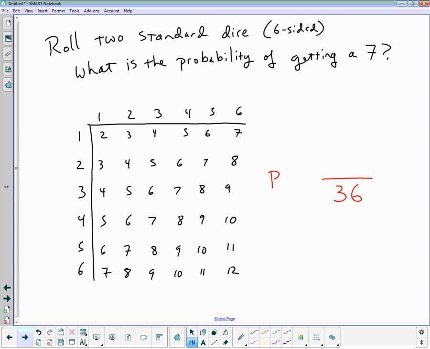The probability of a 7 would be, well, how many times did we see a 7? 6 times.